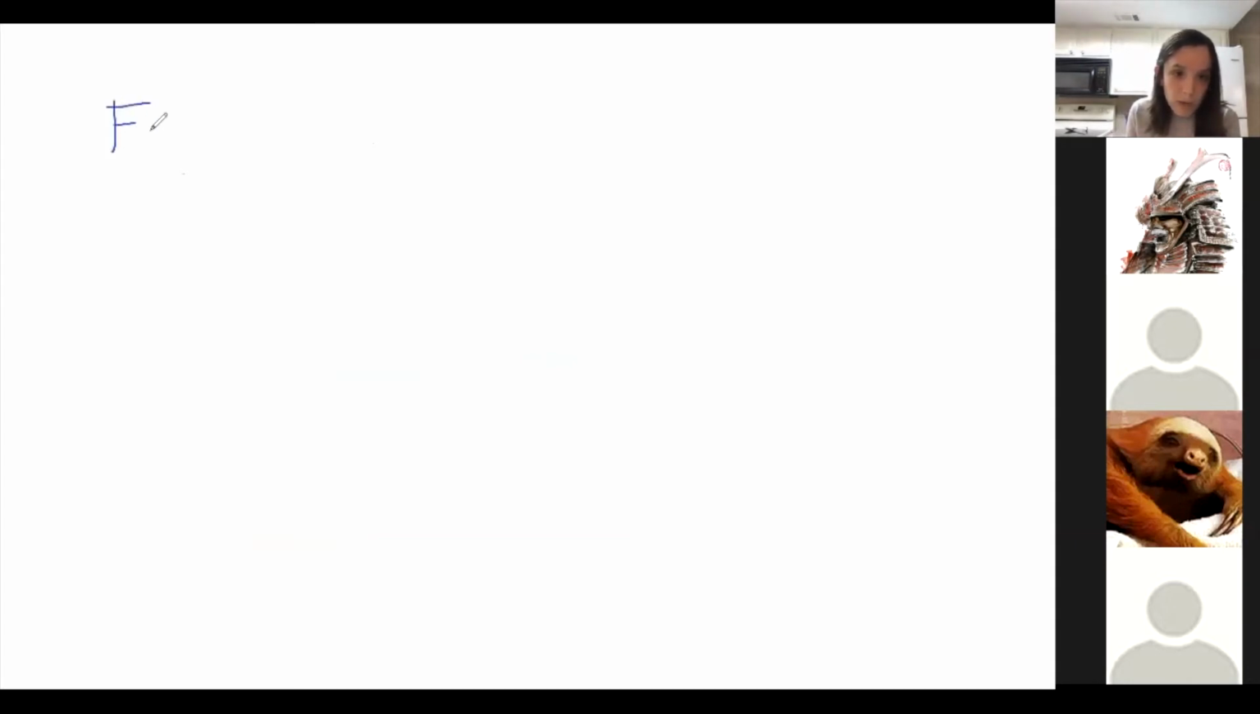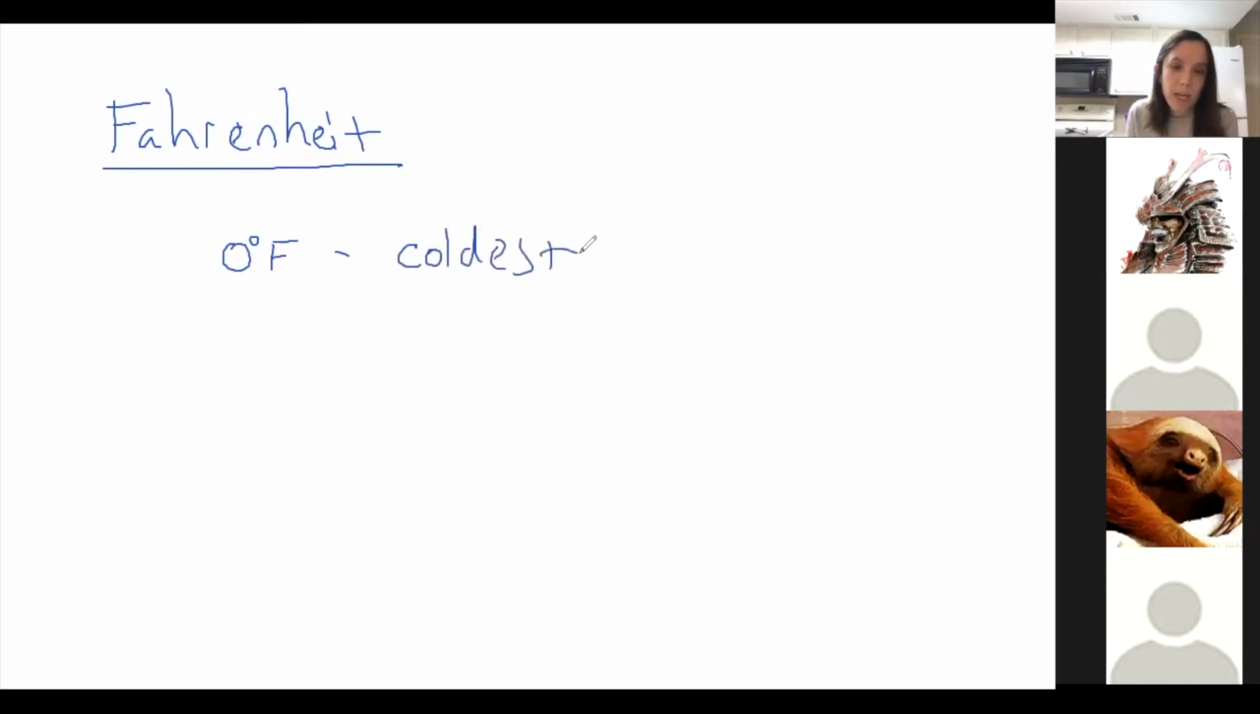The other scale is Fahrenheit, and that's more arbitrary than Celsius is. Fahrenheit is really based off 0 degrees Fahrenheit, which was just the coldest thing that he could make at the time. Fahrenheit made this ice and salt mixture.